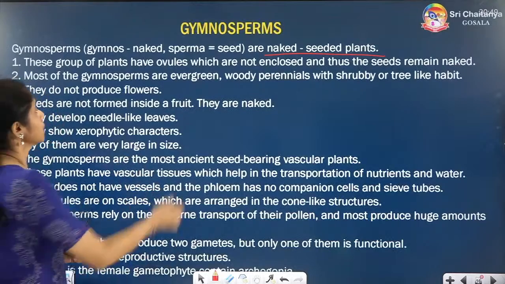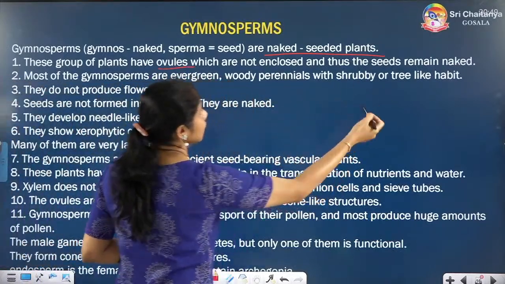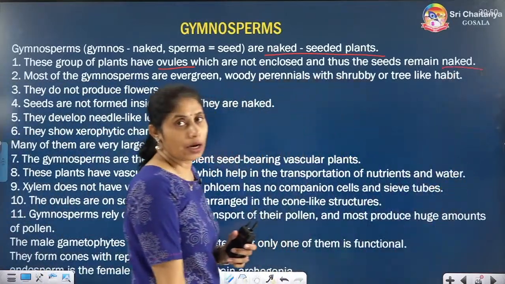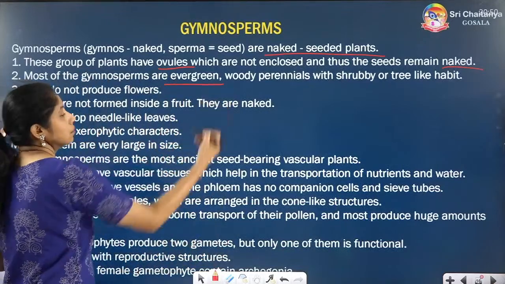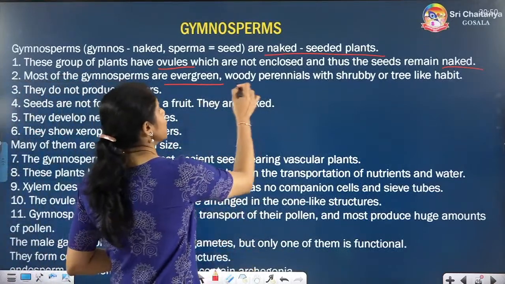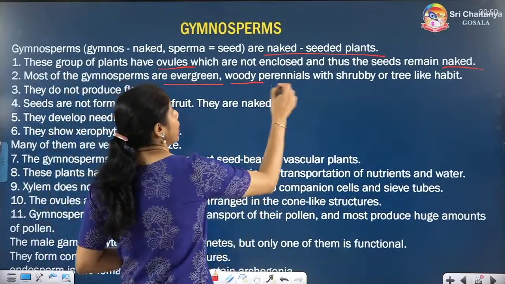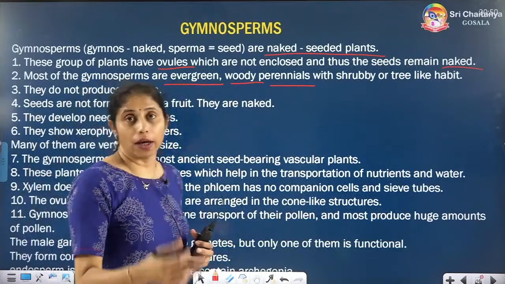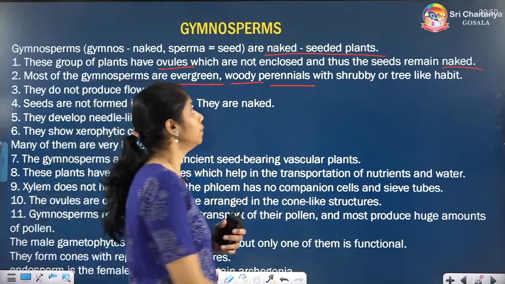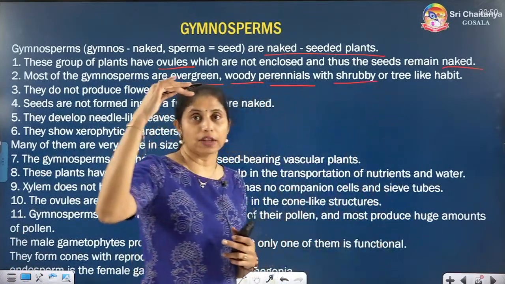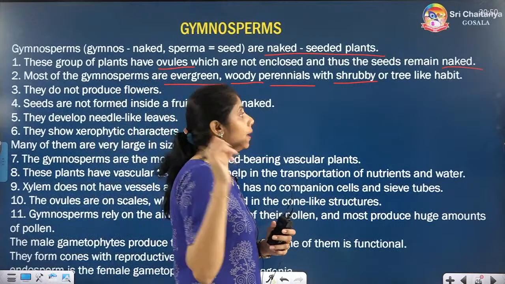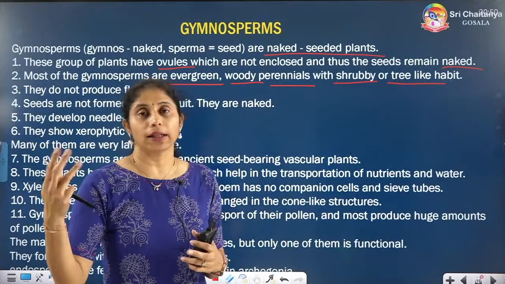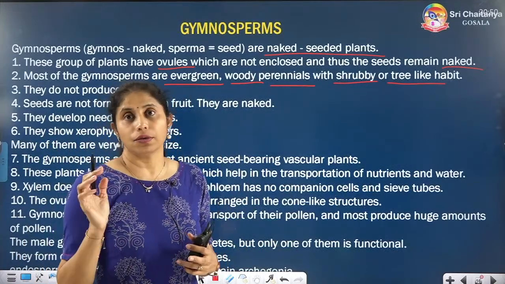These groups of plants, where ovules are not enclosed and the seeds remain free or naked. Then these are evergreen, generally green in color, and woody. Wood can also be formed. Perennials, which means they have a longer lifespan, not 1 year or 2 years, but more number of years they can live. Shrubby means like shrubs, with limited height, or maybe tree-like. Shrub means like I told you 3 feet height or something like that, more than 3 feet will come under the tree habit.